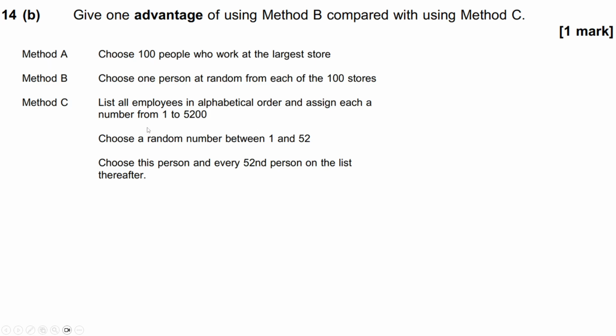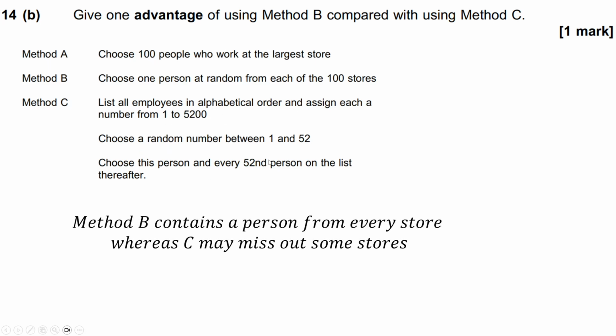The thing is, if you're using method C, first of all, you don't actually know how many people are working across say 100 stores. So if you have like 30 people working at a few stores, and you're choosing every 49th person, because say you just choose a random number and you get 49, you could just miss everybody from that store or from those stores, right? So method C, you might miss out some people, whereas method B, you're guaranteed to go through every single store.